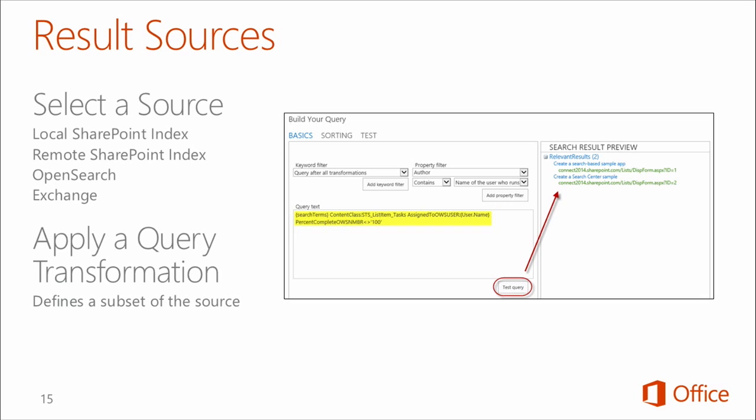And what a result source allows me to do is to use keyword query language to apply a query transformation and define a subset of the source, the larger index that I want to use inside of my application. So again, this is very powerful because it immediately allows me to narrow down the huge index that I have into just the types of things that I'm interested in working against in my custom solutions.